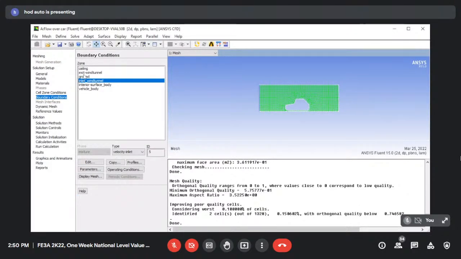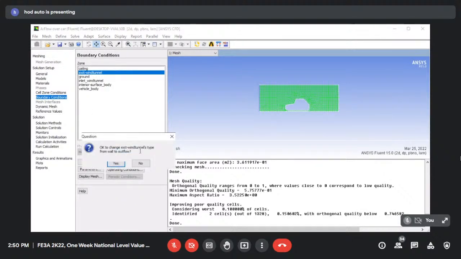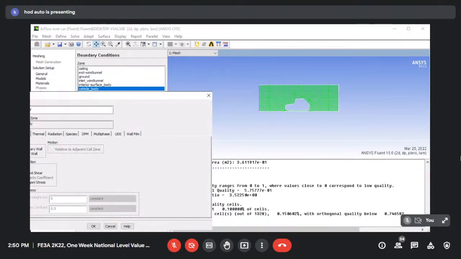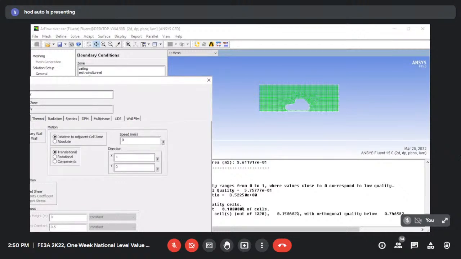Then exit of wind tunnel, it's not a wall, I'll call it an outlet. Air is going out. Then ground is a wall, ceiling is also a wall, whereas when you come to the vehicle body, edit, it is not a stationary wall, it is a moving wall. And what is the translational speed? X direction is 1, Y direction is 0. That means it is moving only in X direction. Suppose I say it as 10 meters per second, or I'll give it as 15 meters per second.